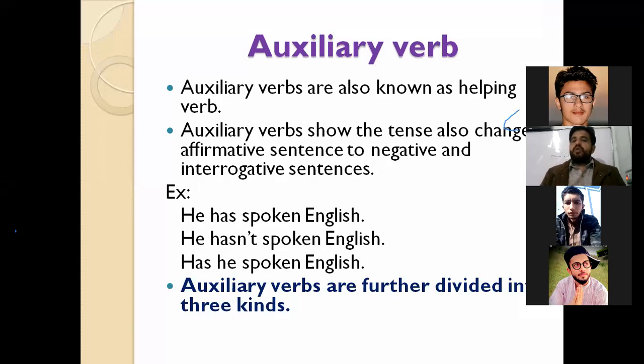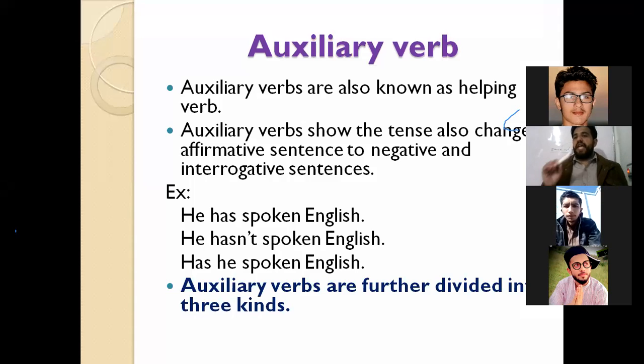So a helping verb first of all shows us the tense, and second, it can change an affirmative sentence to negative and interrogative. Like we say, he has spoken English. That is an affirmative sentence. Then we say he has not, or he hasn't spoken English. By the help of hasn't, we can change an affirmative sentence to negative. We do not need any other helping verb for it. Likewise, we say, has he spoken English? We change it to a question, and in the question we change the places of subject and verb, and it becomes a question. So, he has spoken English, he hasn't spoken English, has he spoken English.